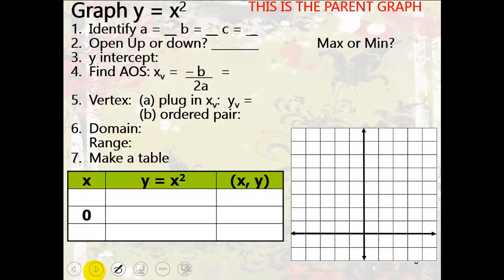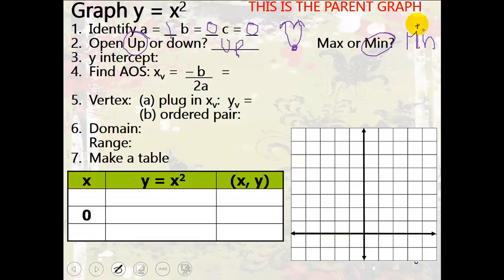You've seen it before. We should be able to sketch this in our sleep, but I want to use it to identify A, B, and C and just do all the components. So A is 1, B is 0, C is 0. A is a positive number, so it's going to open up, which means that my curve is going to go like this. And that means my vertex is going to be a minimum.